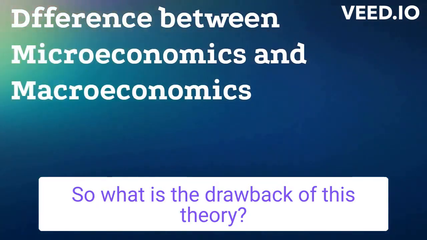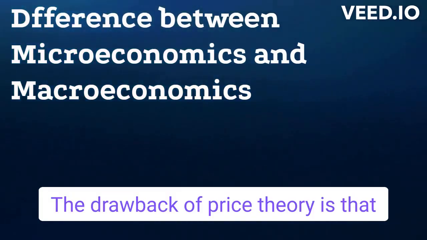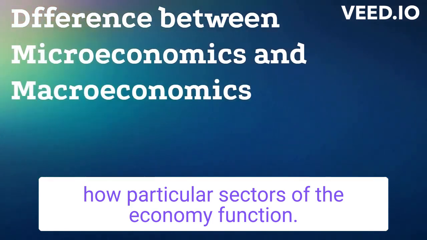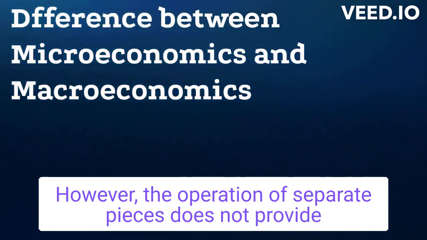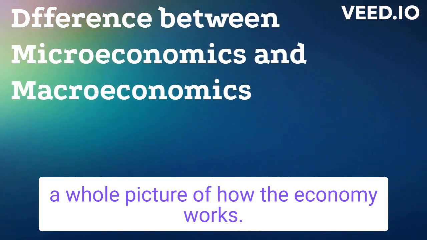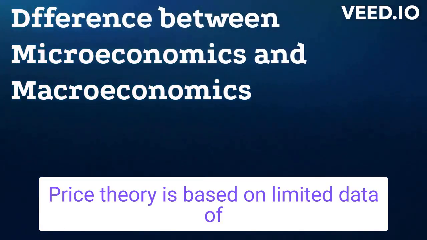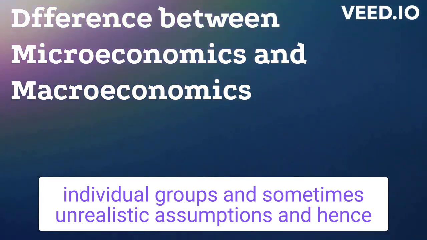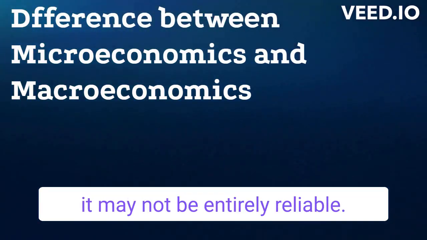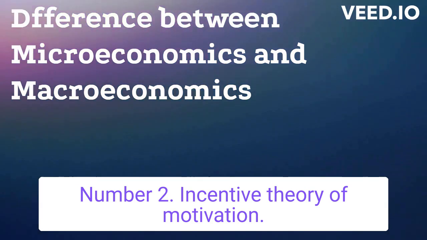So what is the drawback of this theory? The drawback of price theory is that it just provides a theoretical understanding of how particular sectors of the economy function. However, the operation of separate pieces does not provide a whole picture of how the economy works. Price theory is based on limited data of individual groups and sometimes unrealistic assumptions, and hence it may not be entirely reliable.